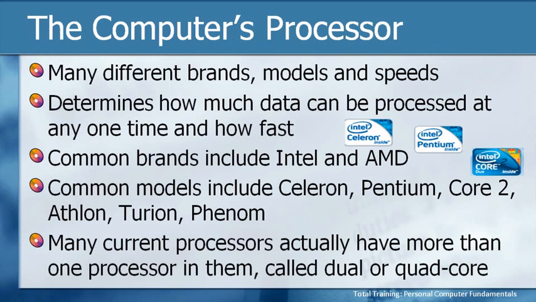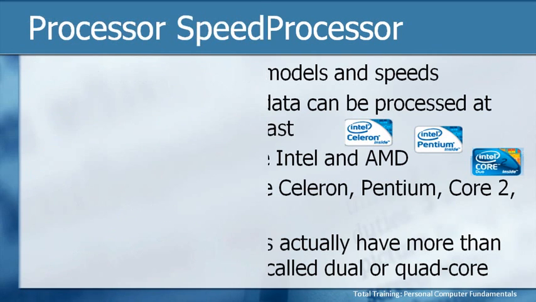Many current processors actually have more than one processor in them, and these are sometimes called dual or quad-core processors. So on your computer and on your motherboard, you'll have one processor. But if you have a dual-core processor, it actually has two processors in one, and if you have a quad-core, it has four. But what about the processor's speed?